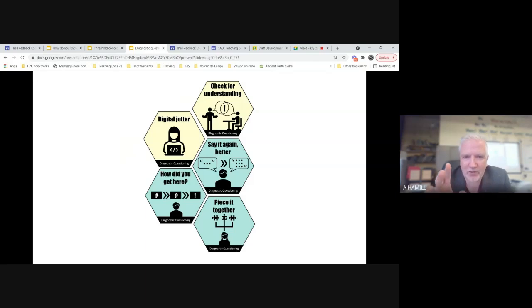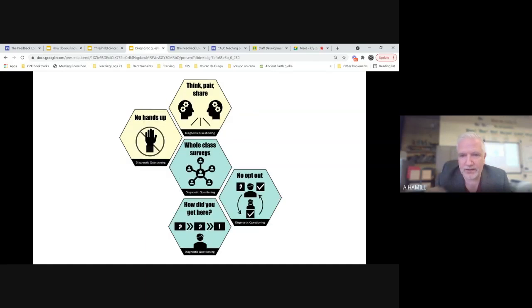I can type little things on about how do we get there, but because they're all individually doing that in the moment, they're all individually having to piece it together. I'm seeing fully formed answers, or if I'm not seeing fully formed answers, I'm seeing where the students are falling short, that kind of thing. Might be no hands up, think pair share combined with whole class surveys, as I've just explained to you. We're going to do a survey in a moment.